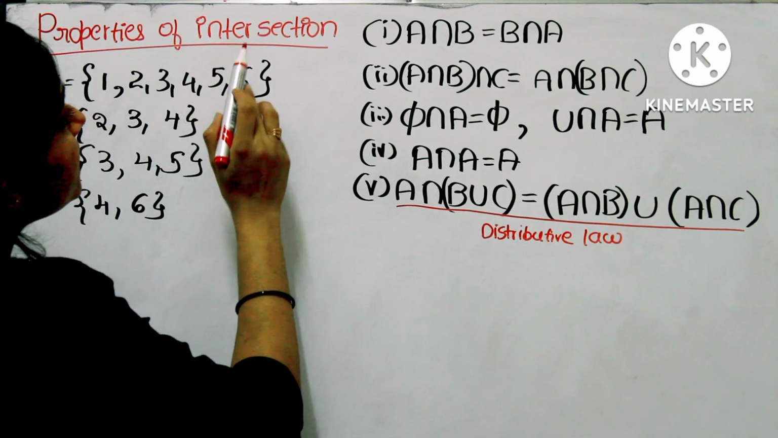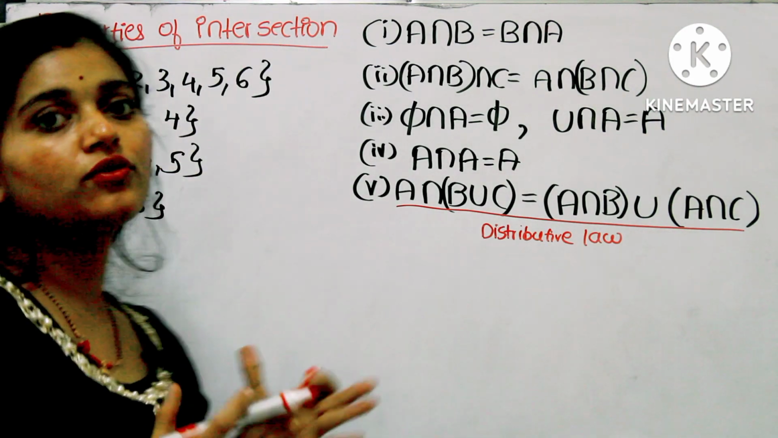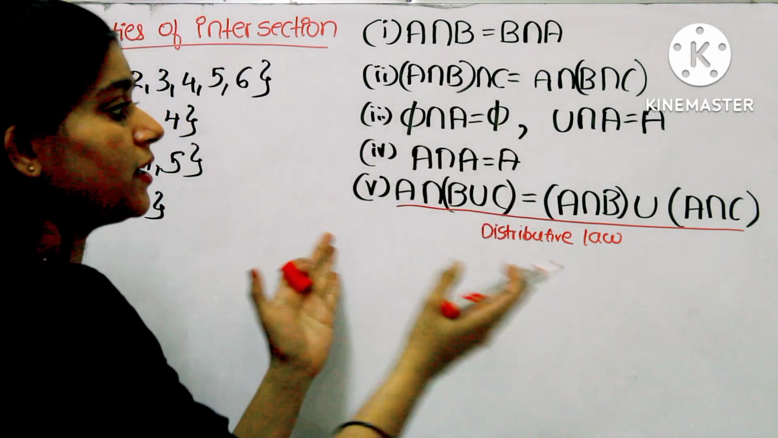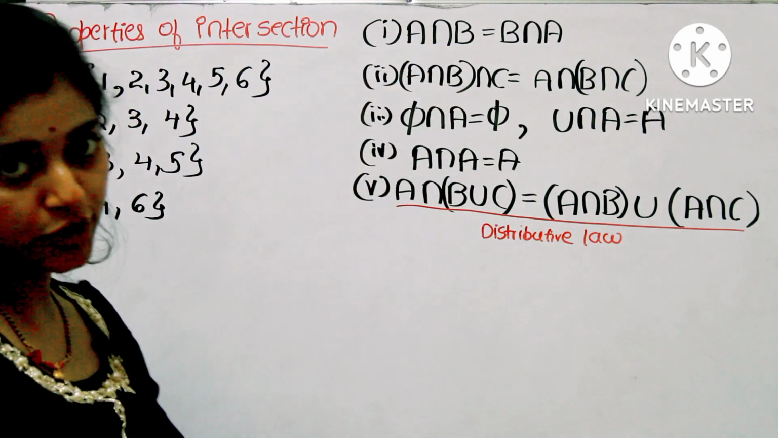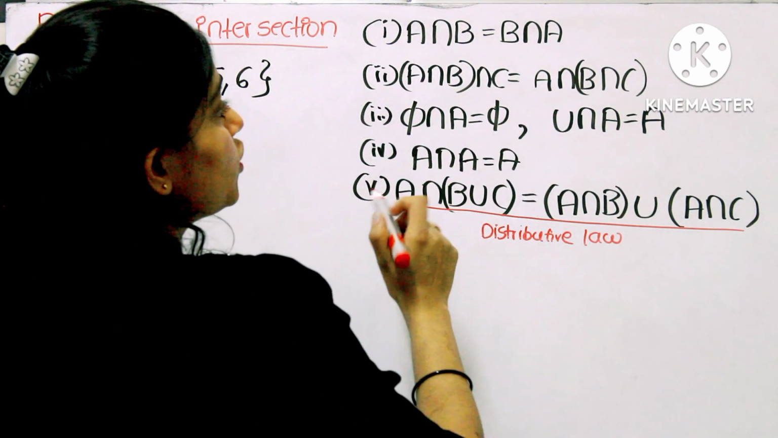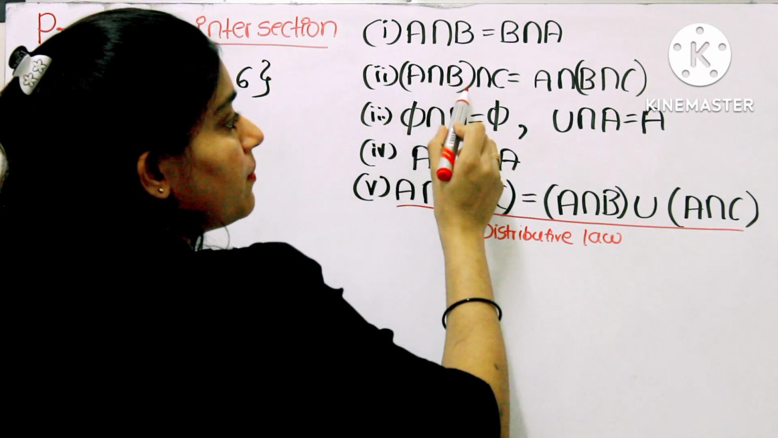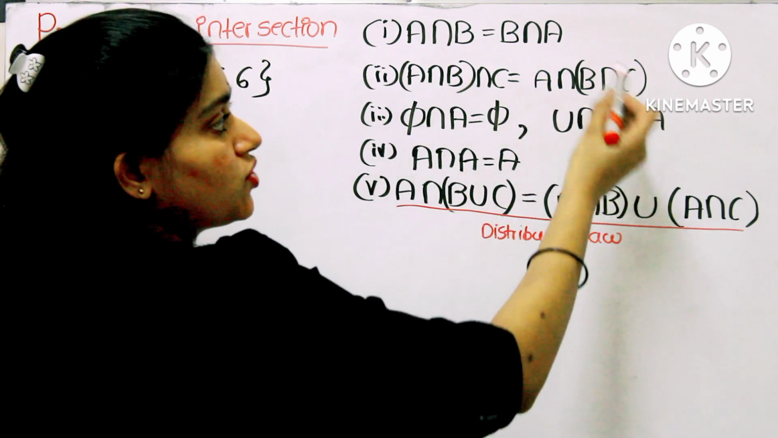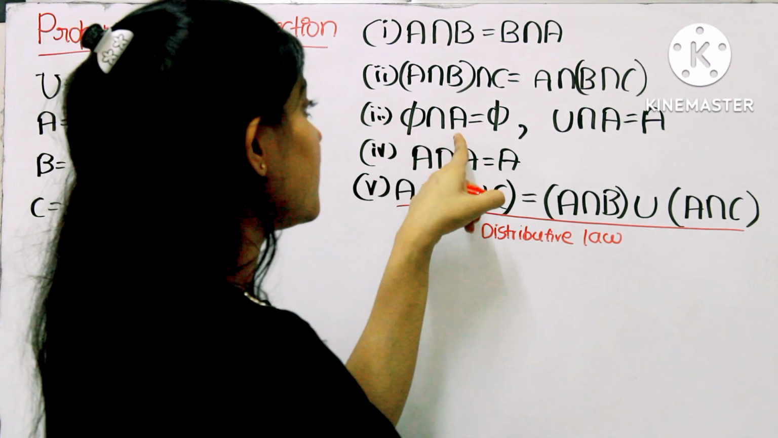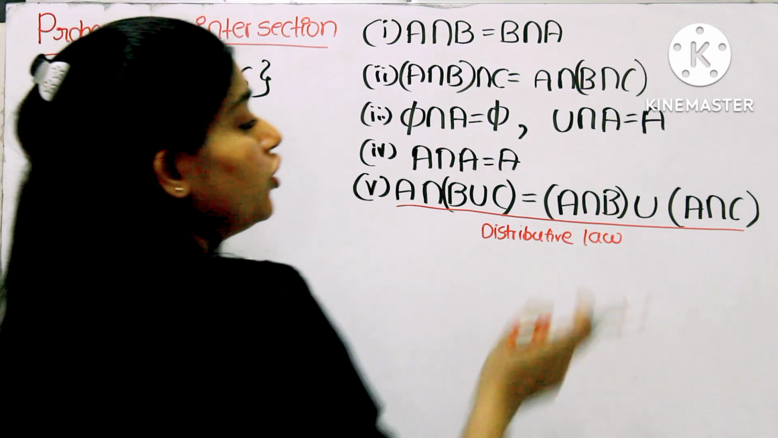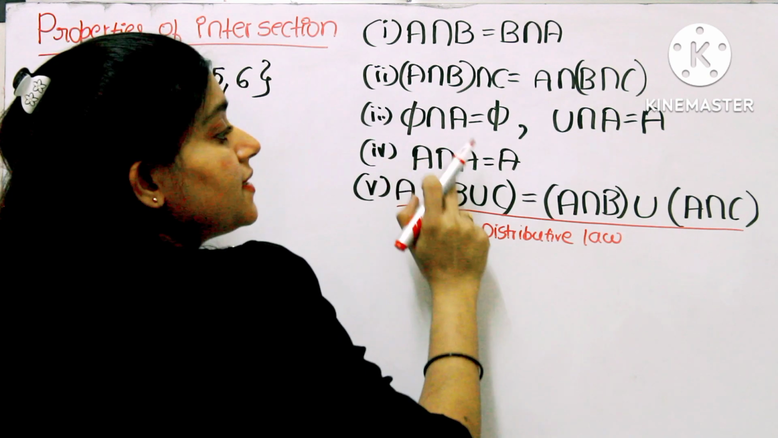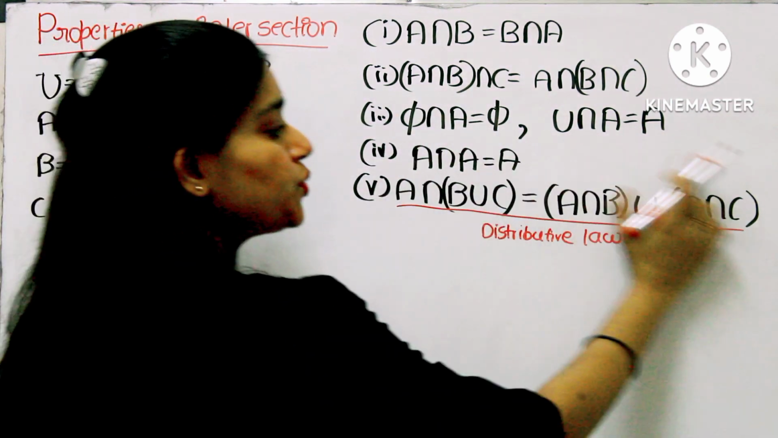Next is properties of intersection. What we learned in properties of union, similarly here are some properties of intersection. It holds the commutative property: A intersection B is equal to B intersection A, as well as the associative property: A intersection B intersection C is equal to A intersection (B intersection C). Similarly, empty set intersection A, you get again the empty set. Universal set intersection A, you get A. A intersection A, you get A. And the last one is the distributive law.